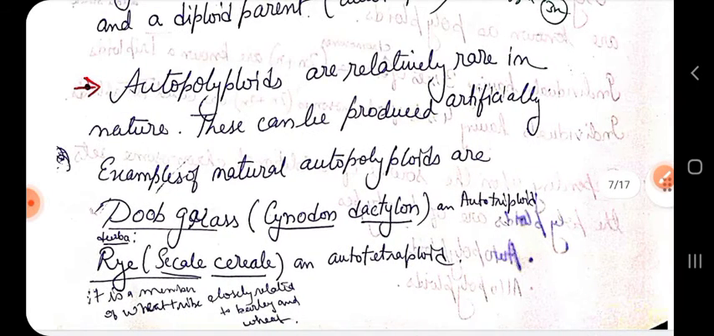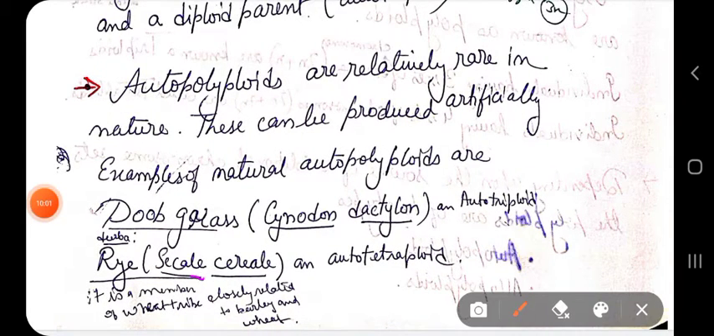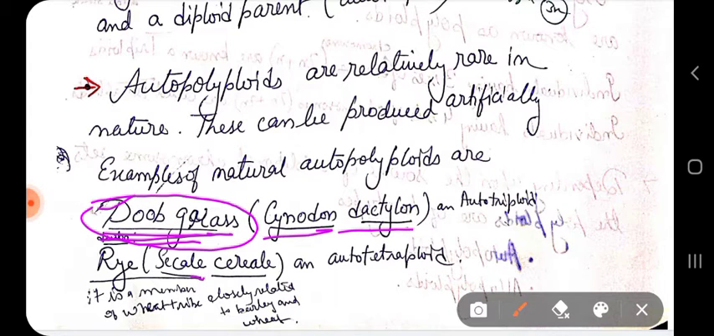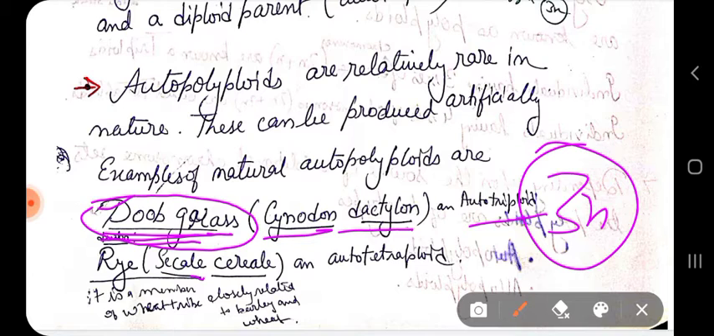Natural autopolyploids include doob grass. In Bengali, doob grass is also known as durba ghas, that we know. This doob grass is actually an example of an autopolyploid. The scientific name of doob grass is Cynodon dactylon. It is an autotriploid, that means it has 3 sets of chromosomes. Rye, you know we eat rye. Secale cereale. Rye is an autotetraploid, that means it has 4 sets of chromosomes.